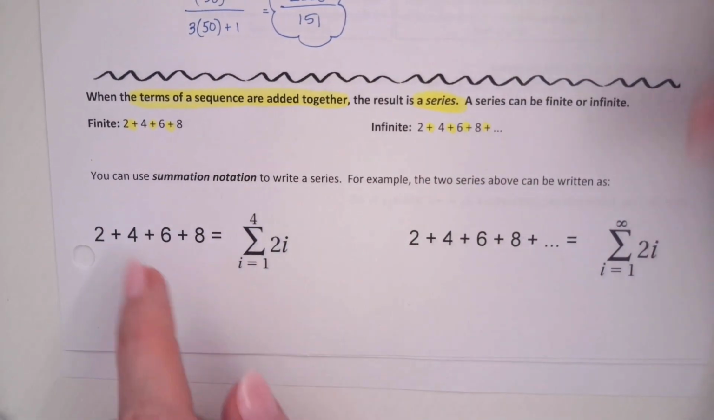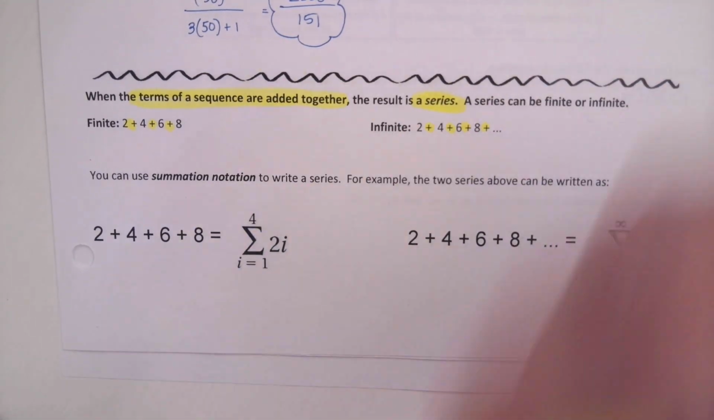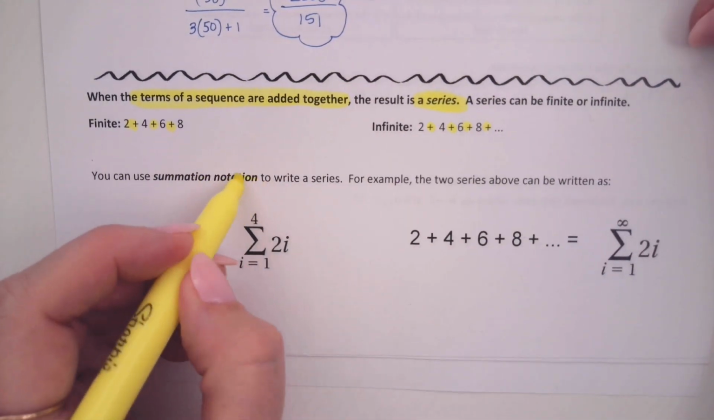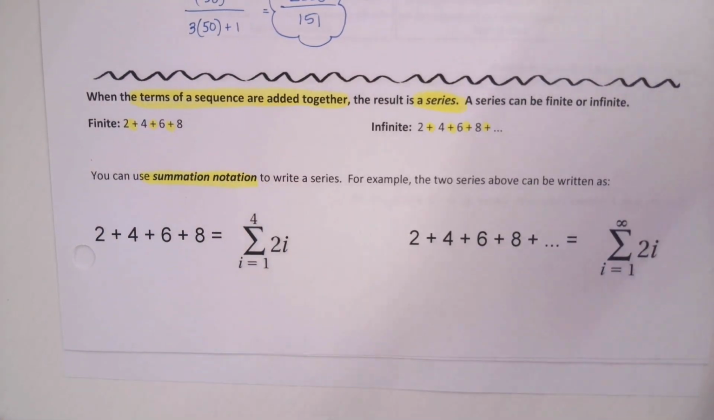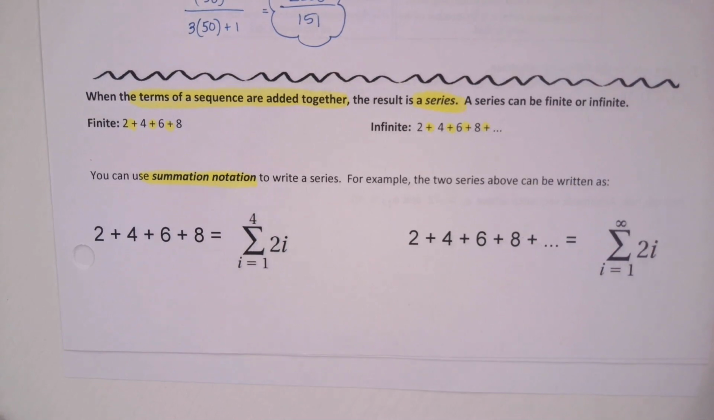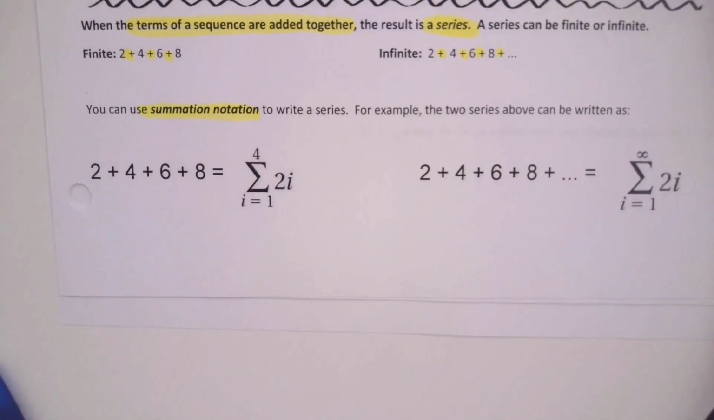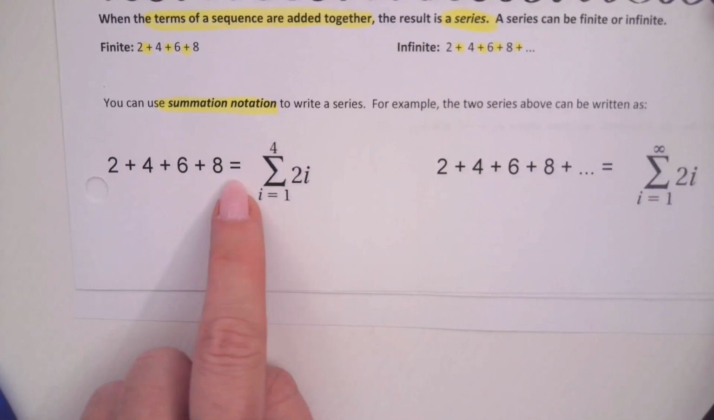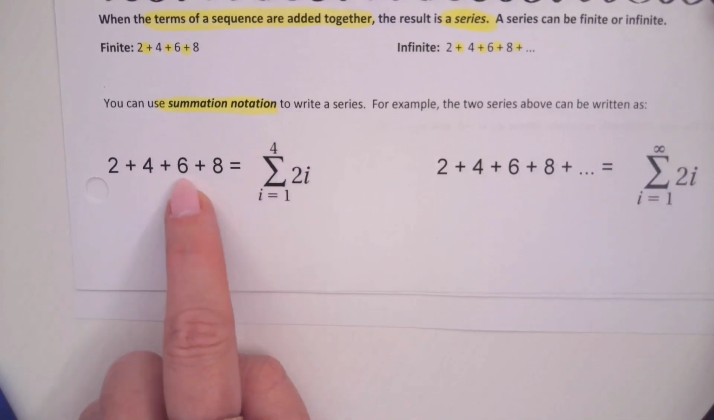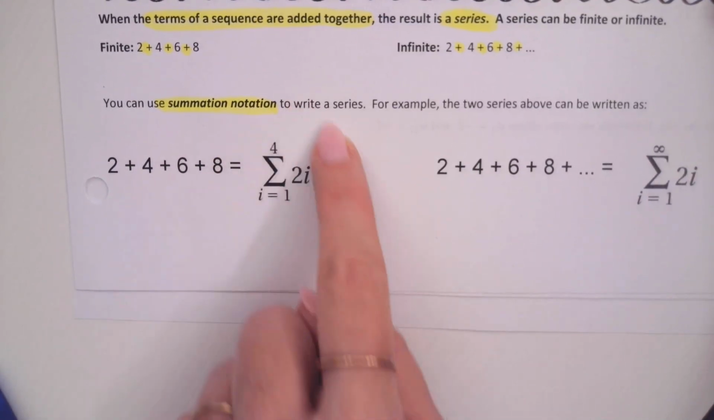For series, we use a new kind of notation. This notation is called summation notation to write a series. This is the one I remember someone saying at the beginning of the unit that it looked like we were doing calculus, but it's just a different type of notation. So we have that series notated here, 2 plus 4 plus 6 plus 8. This is what it would look like in summation notation.